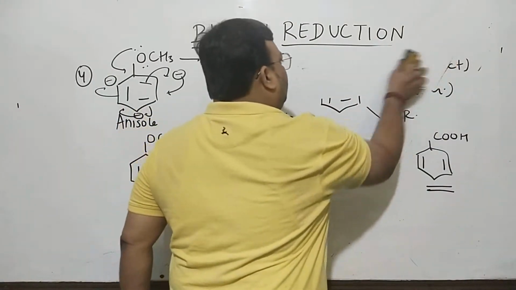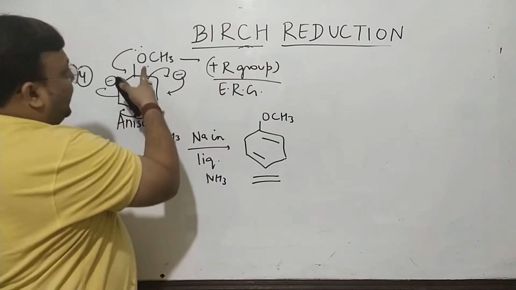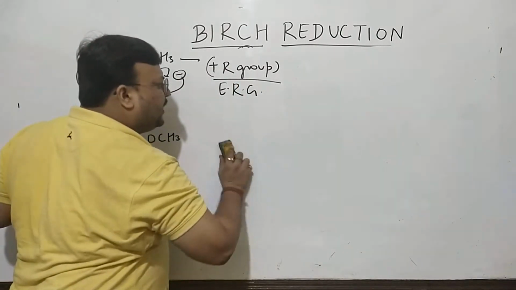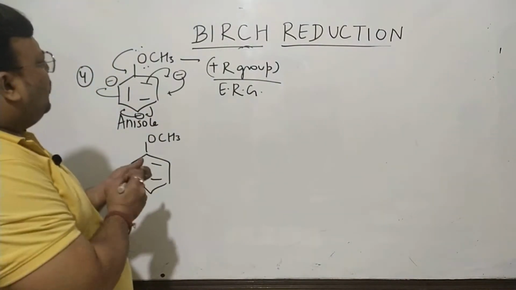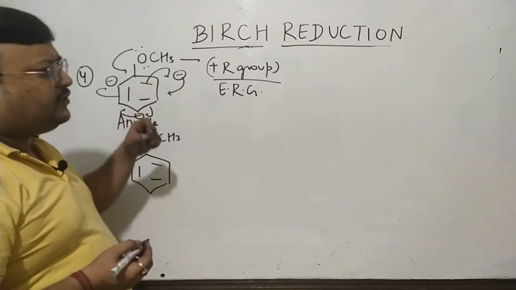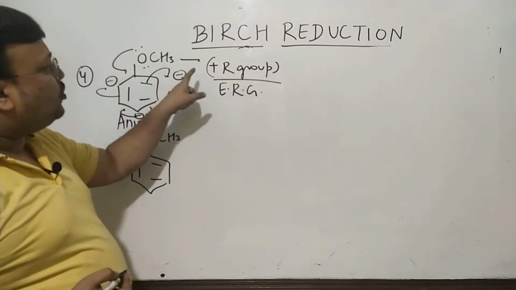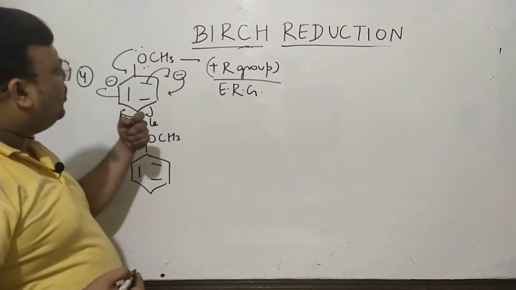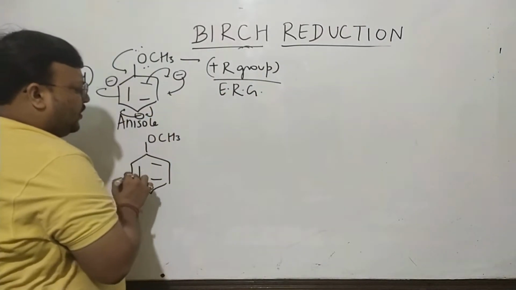Now the reason you have the corresponding products is the fact that a plus R group is ortho-para orienting. Naturally, ortho and para positions are electron rich. You will want to listen very carefully. Ortho and para positions are already electron rich in a plus R group.